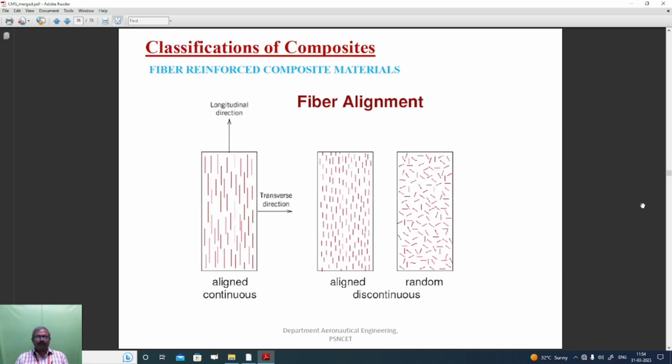The alignment of fiber: you can align the fibers in the transverse direction or the longitudinal direction. The first figure shows aligned continuous fibers. Then the next classification is discontinuous. In discontinuous, the second figure shows the discontinuous aligned fibers. Then the third one is randomly aligned discontinuous fibers.